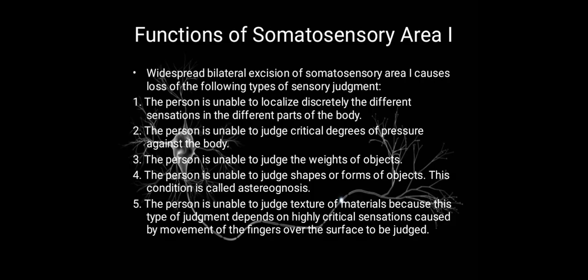Functions of somatosensory area 1. Widespread bilateral excision of somatosensory area 1 causes loss of the following types of sensory judgment. The person is unable to localize discretely the different sensations in the different parts of the body. The person is unable to judge critical degrees of pressure against the body. The person is unable to judge the weights of objects. The person is unable to judge shapes or forms of objects.